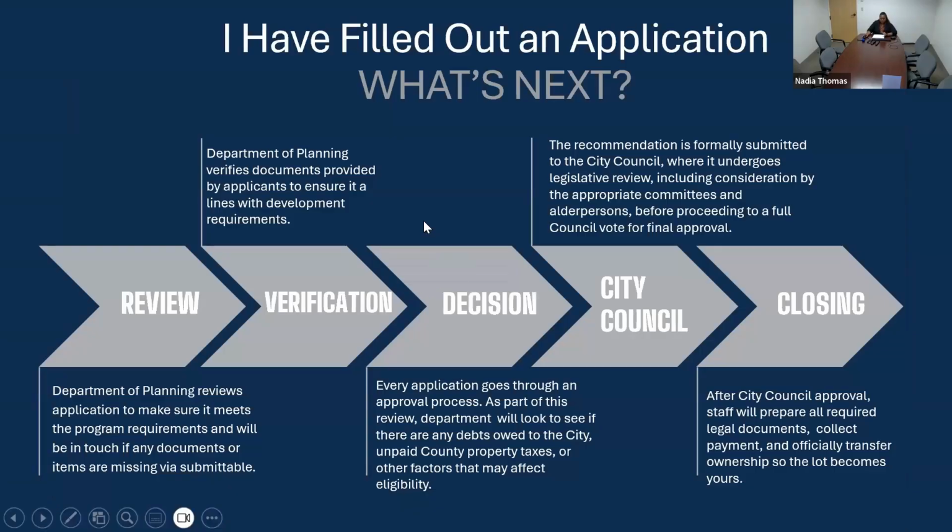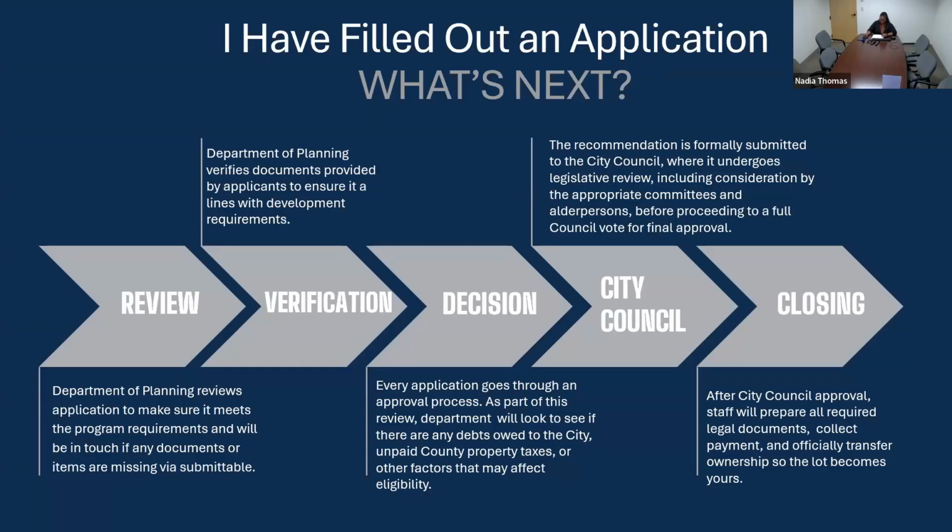Now, after you have applied, there's a process that the city takes in order to verify information that you have provided. So after you submit your application, the review process begins, and here is how it works. The Department of Planning reviews your application to confirm it meets program requirements. If any documents are missing, you'll be contacted through Submittable. The verification is when the staff verifies your documents and checks for any outstanding debts or unpaid property taxes.